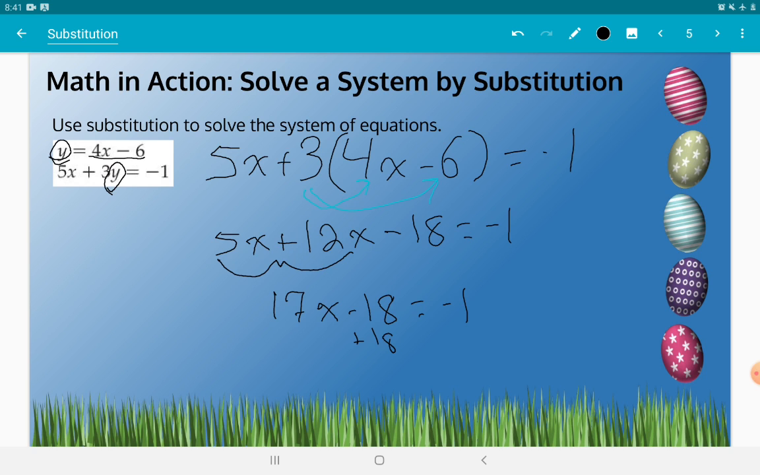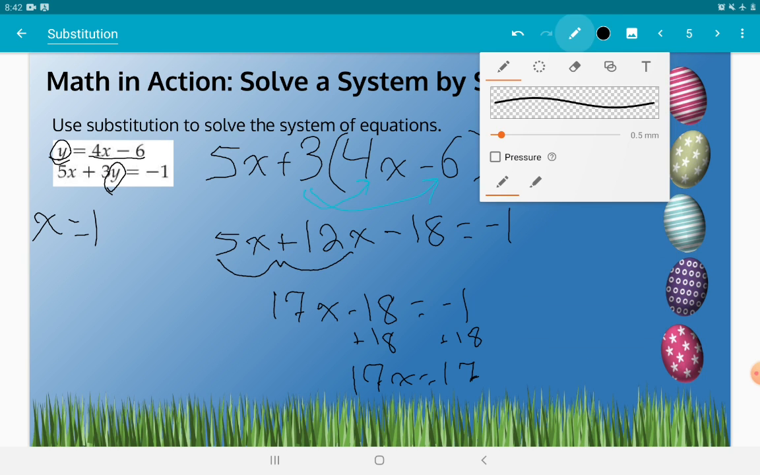Then I'm going to add 18, 17x equals 17. So that means that x equals 1. Simple enough, right? So x equals 1.